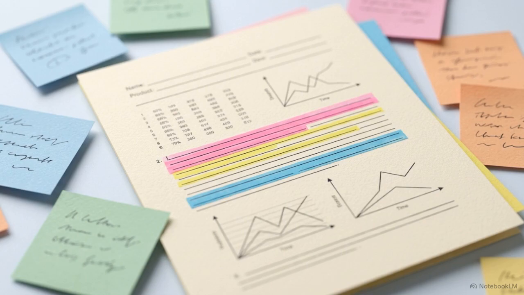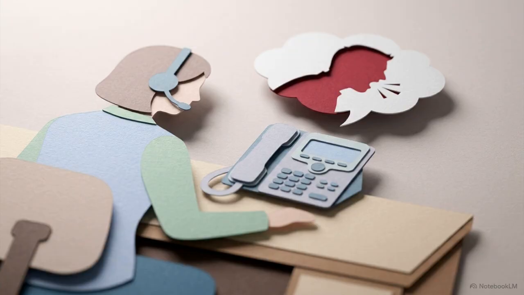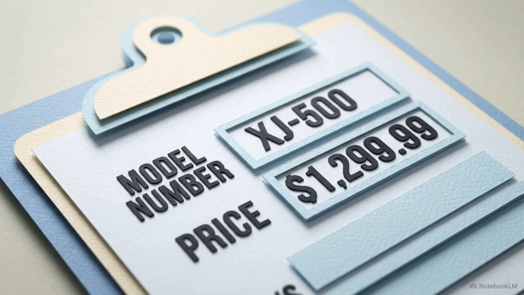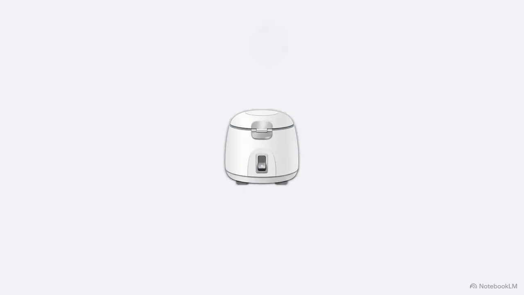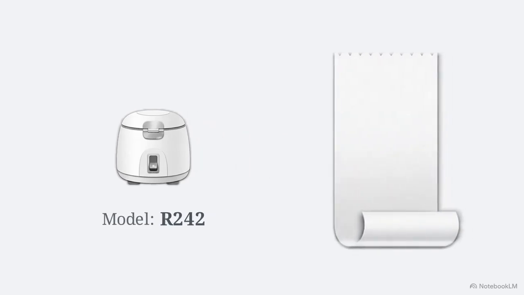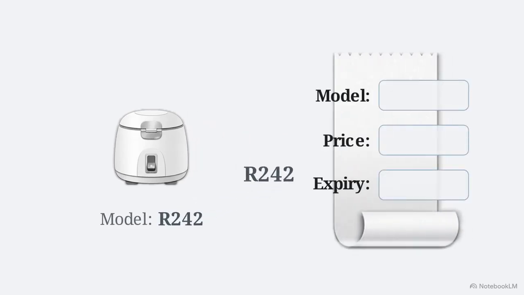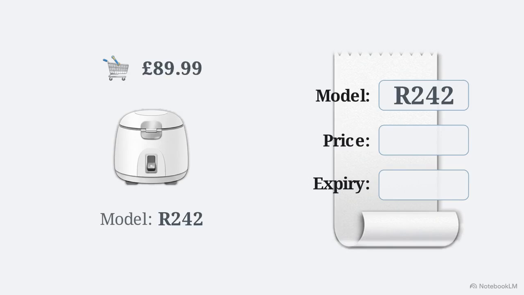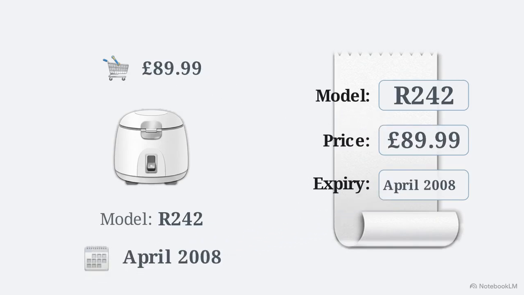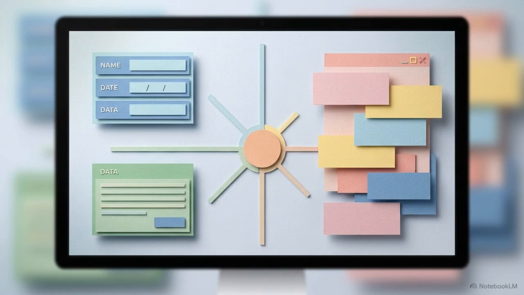targeted data categories. In retail scenarios, you often face an emotionally charged speaker, like an angry customer. Your job is to ignore the complaints and isolate the alphanumeric facts, like identifying an escaping steam defect specifically on appliance model R242. Processing the transaction requires pinpointing the exact financial and temporal details, a purchase price of £89.99, and a credit card expiry date of April 2008. Successful transaction tracking relies completely on separating these precise numbers from the speaker's emotional state.